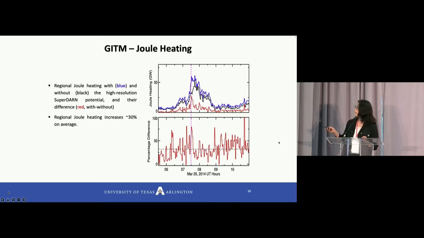Then we calculated the total geo heating in the whole polar region with the high-resolution domain, blue line, and without the high-resolution domain, black line. Then we calculate the difference between those two cases, and we got the red line in the top panel. We also look at the percentage difference of the geo heating between those two cases. If we look at the average performance during the whole storm period, the value is close to 30%. So on average, the geo heating got enhanced by 30% during this whole storm period when including the high resolution electro convection pattern from SuperDARN.